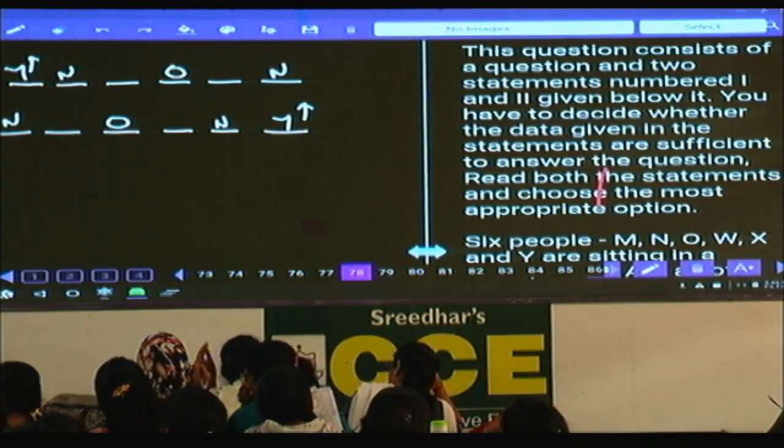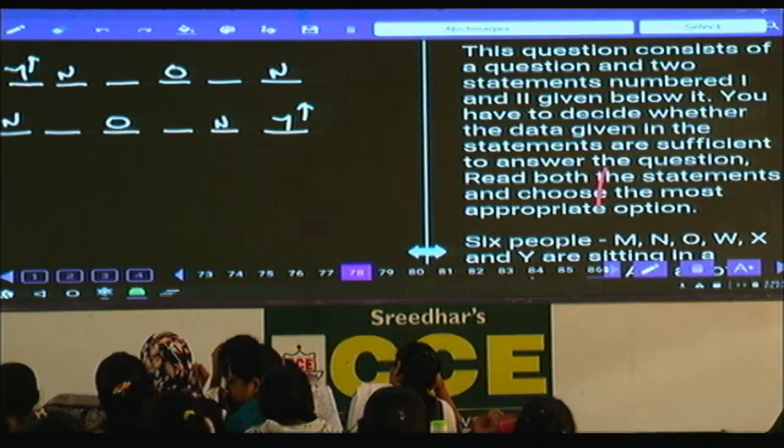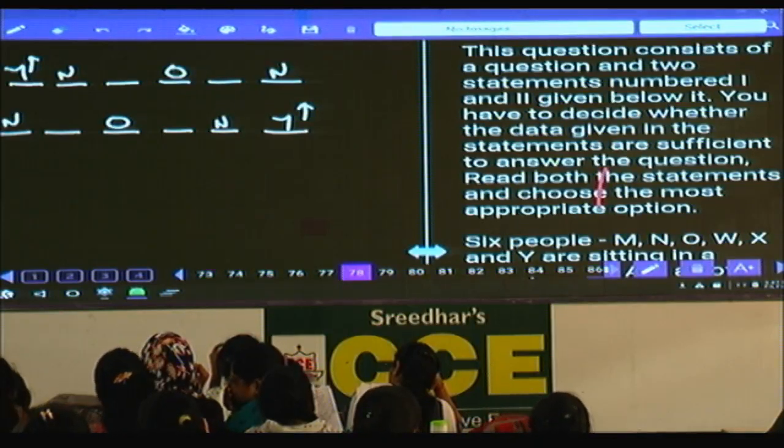Am I getting a unique answer? No. Hence, 2 alone is not sufficient, only 1 is sufficient. Then next question number 80.